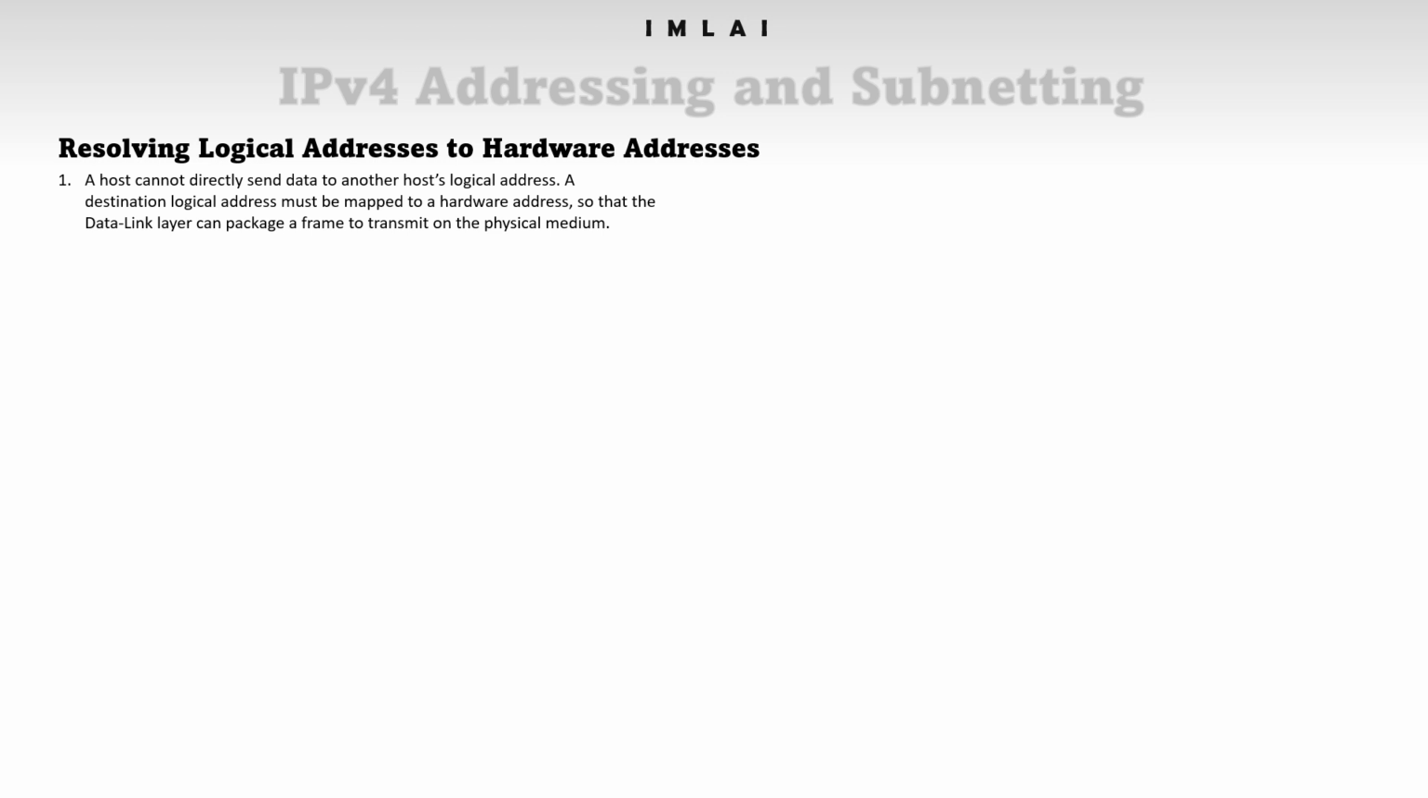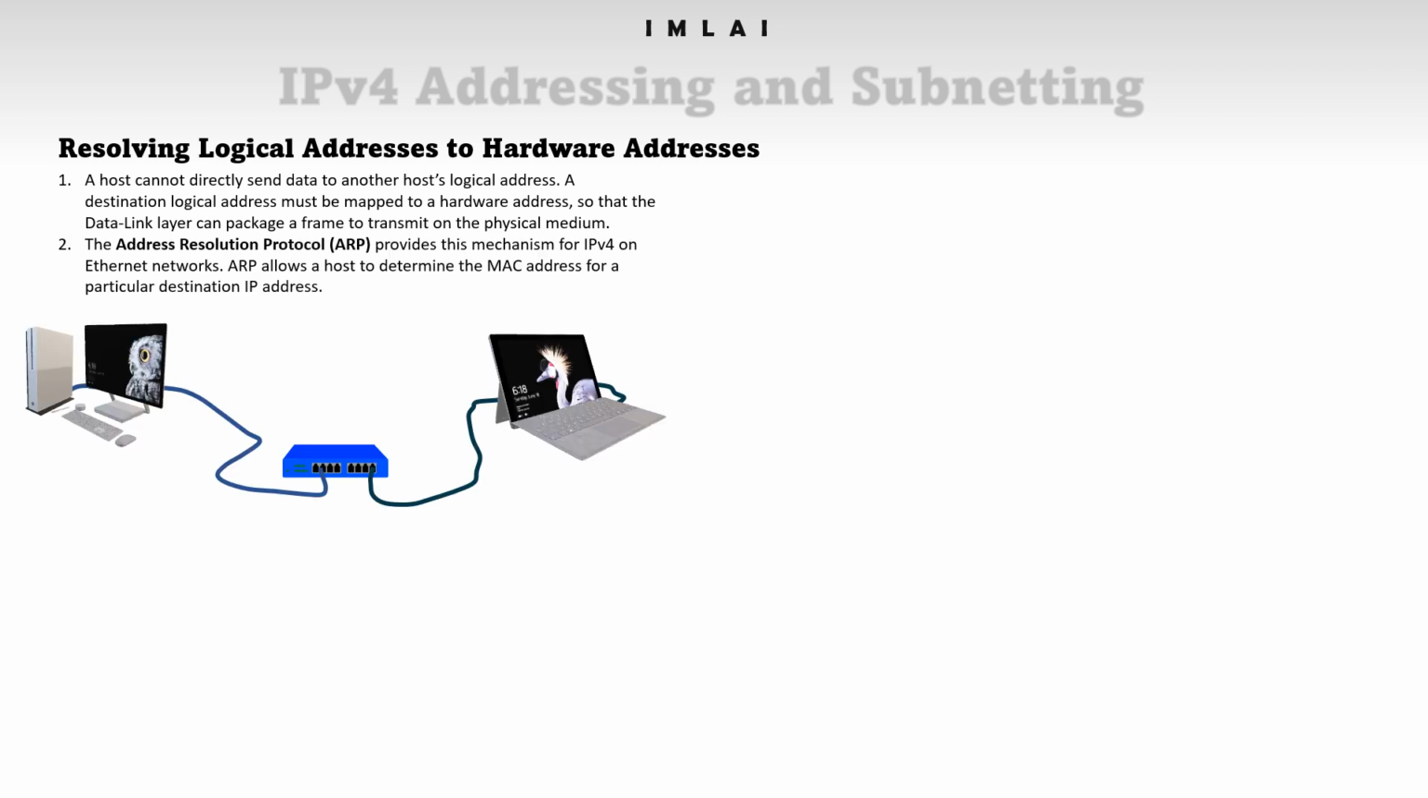So the Address Resolution Protocol, ARP, capital A, capital R, capital P. The Address Resolution Protocol provides this mechanism for Internet Protocol version 4 on Ethernet networks. So ARP allows a host to determine the MAC address for a particular destination IP address. Let's consider the diagram which is shown on the screen.